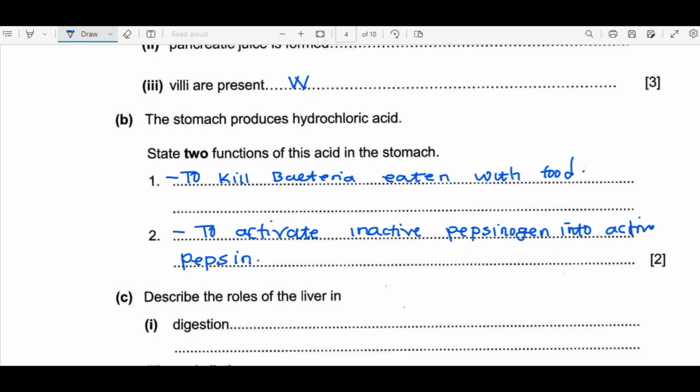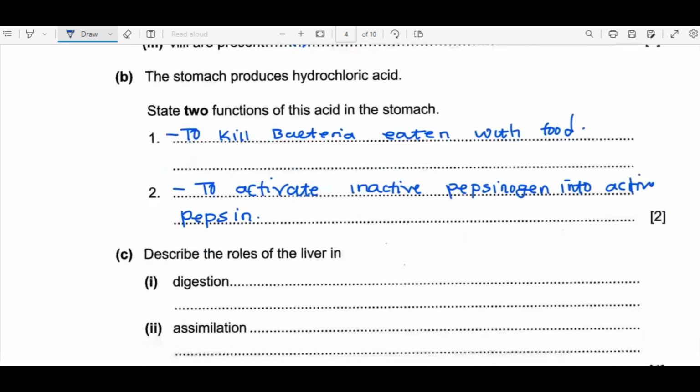Then we can also say the other function can be to provide the optimum pH for the enzymes. Remember, the digestion that starts in the stomach is the digestion of protein. So the enzymes that work in the stomach need the environment, the medium, to be acidic. So this acid makes sure that it provides that acidic medium.